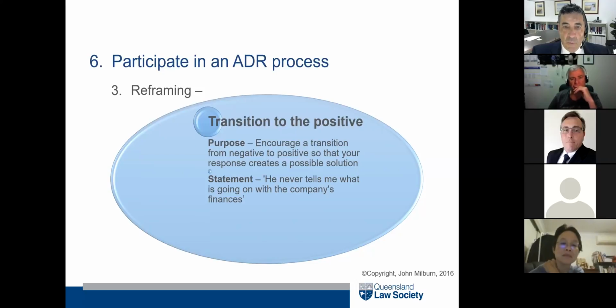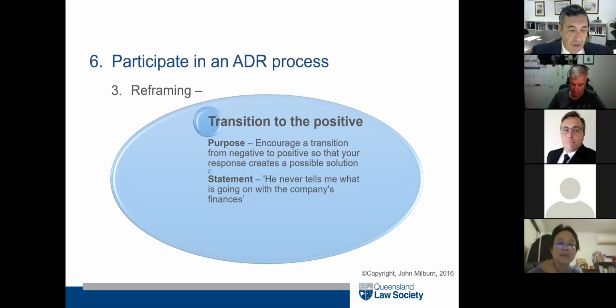He never tells me what is going on with the company's finances. How could we reframe that into something positive? Some future possible solution. Would you like to be kept more informed about the performance of the business? Excellent. Yes, very good. So what we're doing is we're looking to provide a solution.